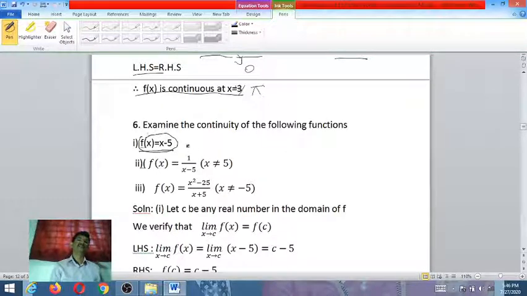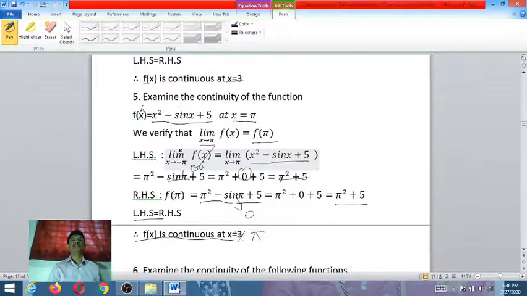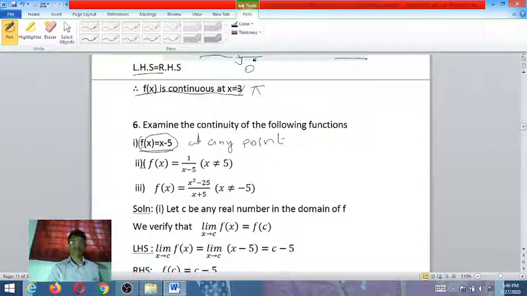How to discuss? That means it is not given at any point. That means we have to discuss whether f of x equals x minus 5 is continuous at any point. We have to discuss, right? How to take any point here? In the last problems, it is given that it is x is equal to pi, x is equal to 3. Here, as the point is not mentioned, we should take any point, that is any point as C.